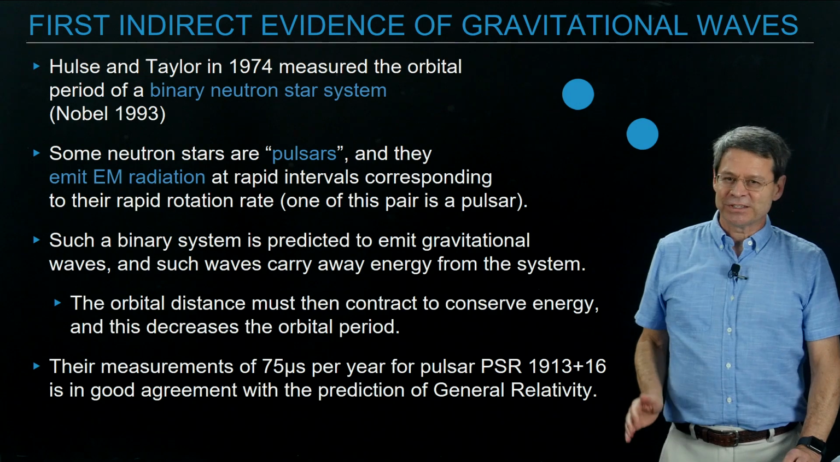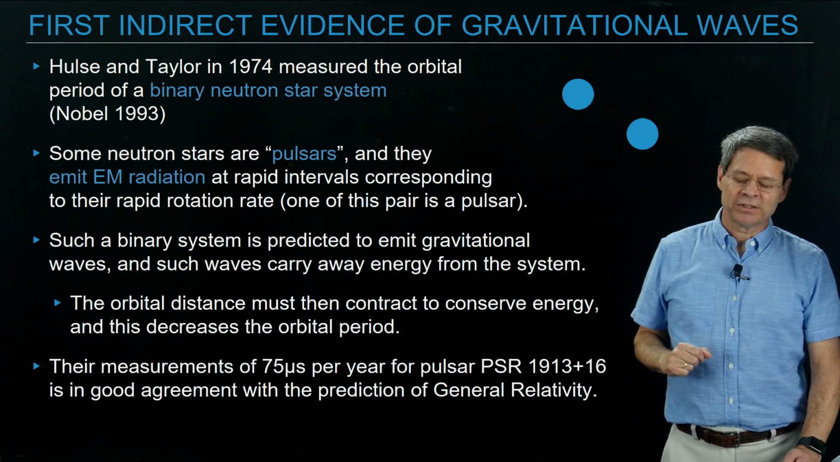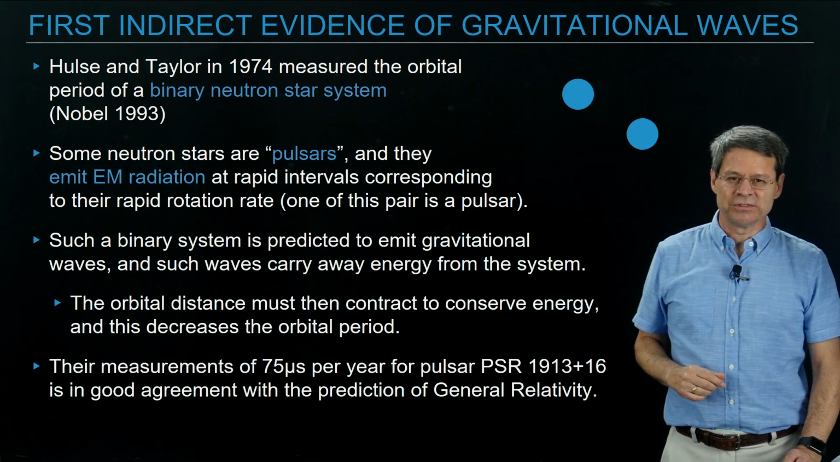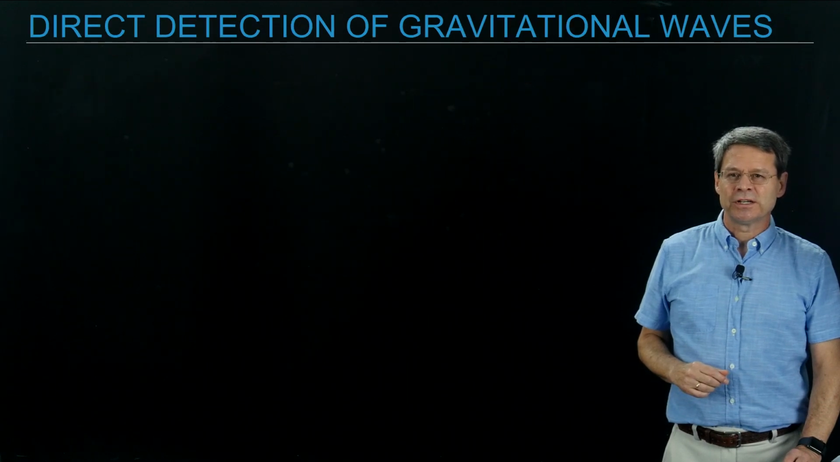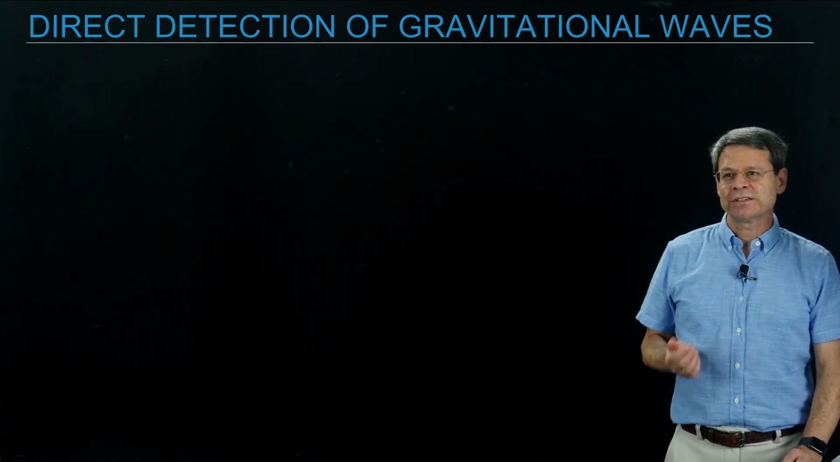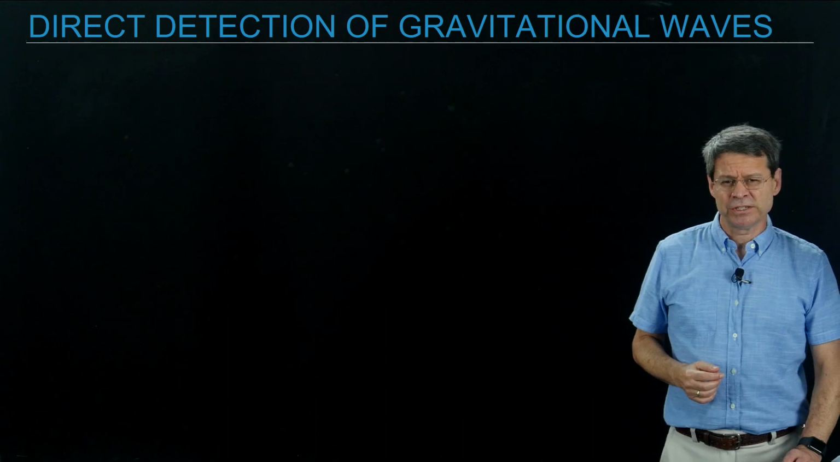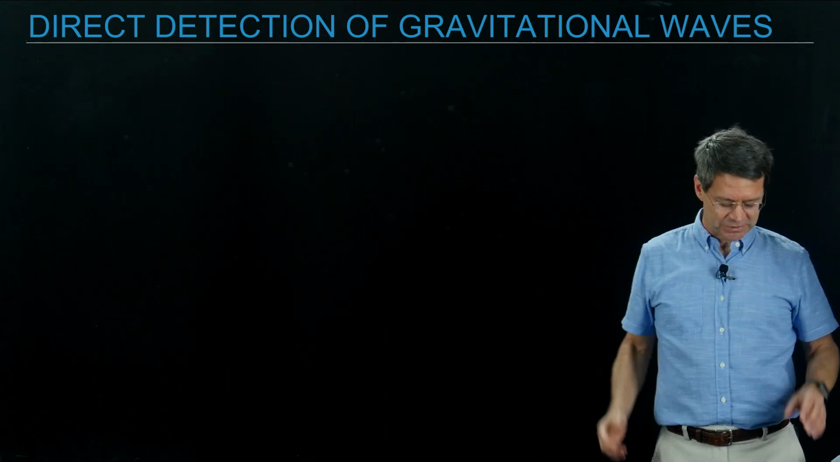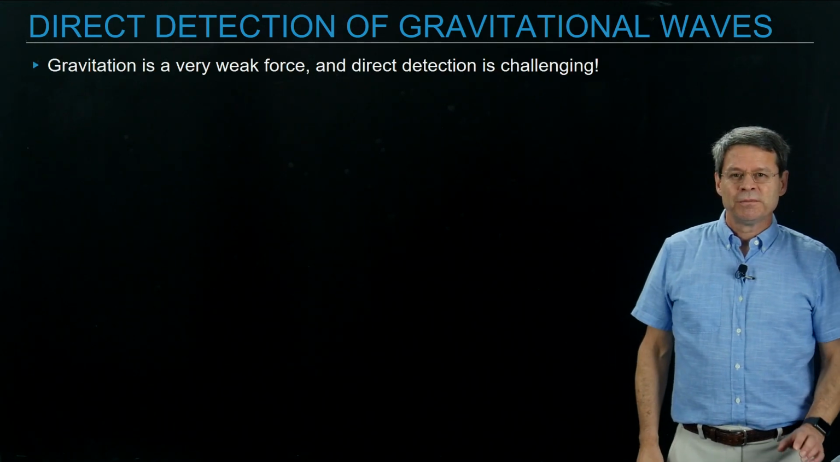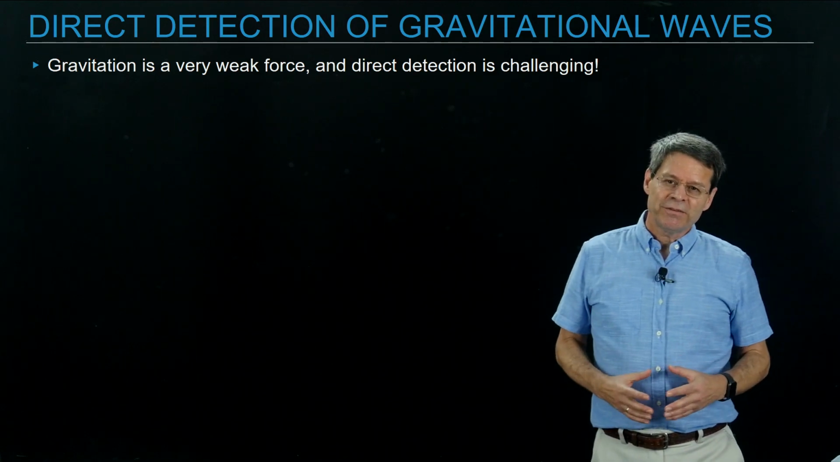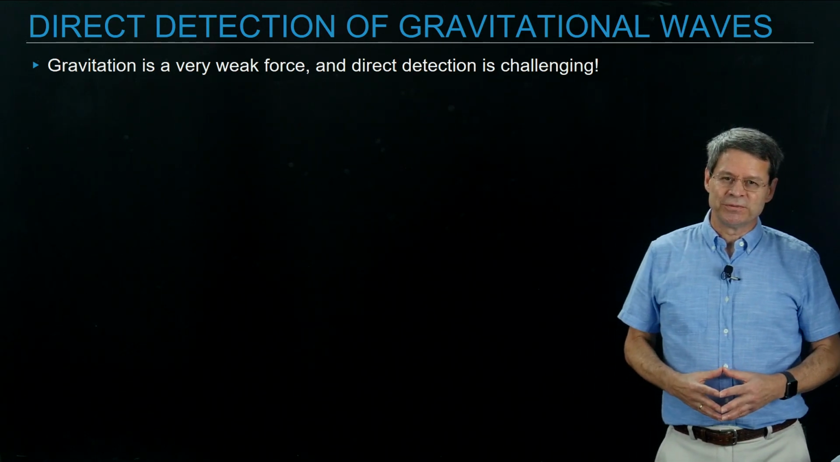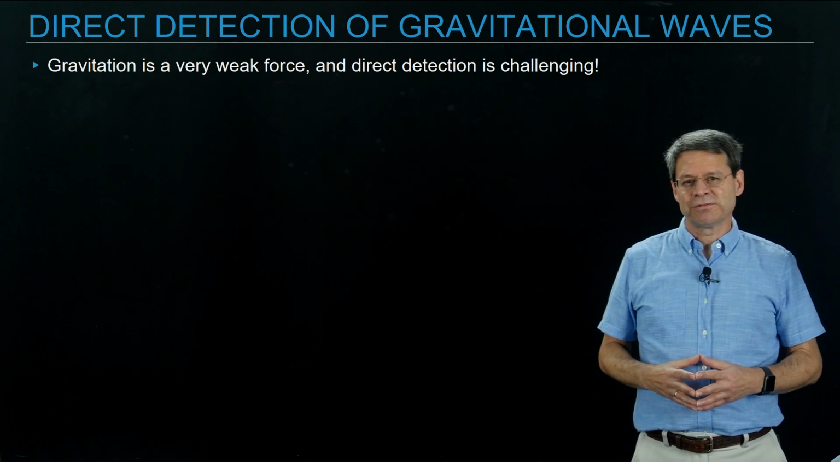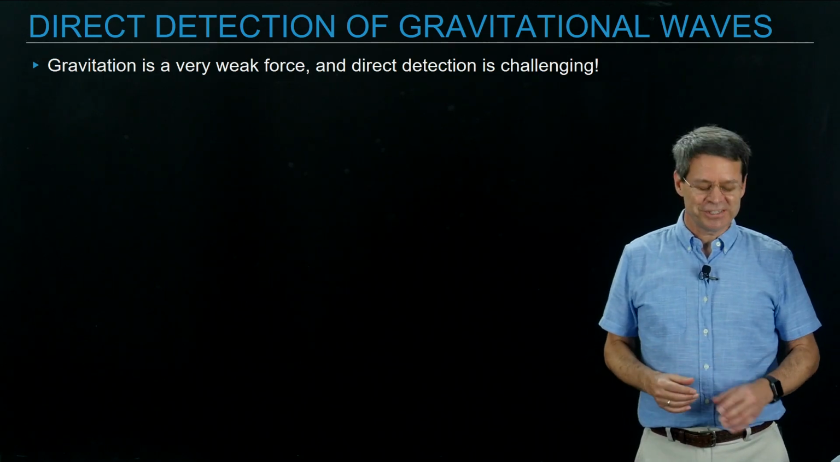Okay, so that's a measurement of indirectly that gravitational waves exist. Of course, the holy grail would be the direct detection of gravitational waves, that distortion of space-time itself. But gravity is the weakest of all the fundamental forces. So the direct detection of gravitational waves is challenging, to say the least.